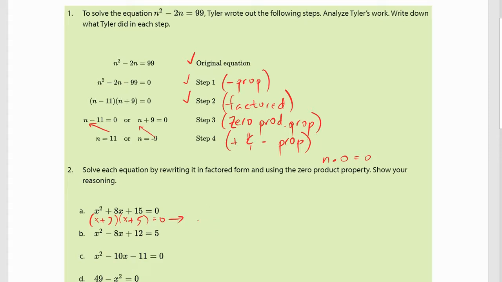What can I plug in for my x's to get me the 0? So you would have to solve. So x plus 3 equals 0. How to get rid of the plus 3? Minus 3. So one of your solutions is x equals negative 3.